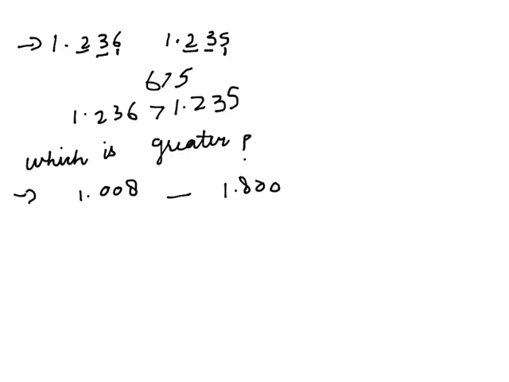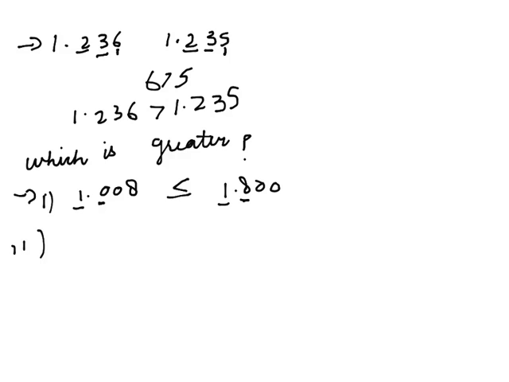Next we have: which number is greater, 1.008 or 1.880? Here, first compare the whole number. This is 1 in both cases. In the first we have 0 at the 10th place. Here we have 8 at the 10th place. So clearly 1.800 is greater than 1.008.